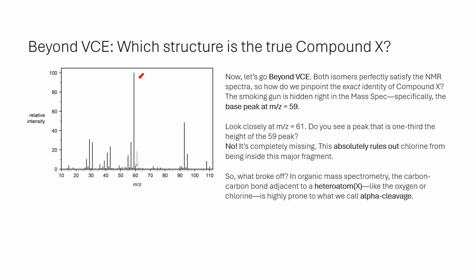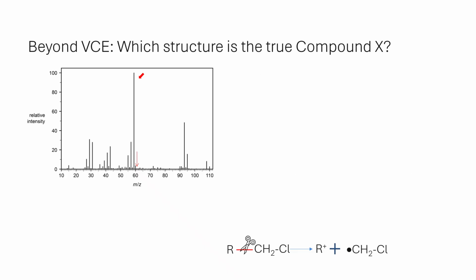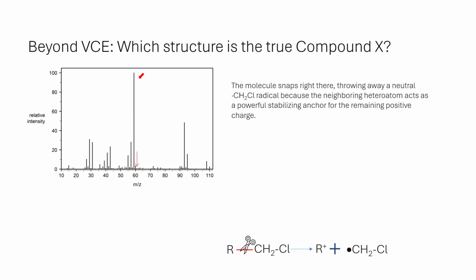So, what broke off? In organic mass spectrometry, the carbon-carbon bond adjacent to a heteroatom, like the oxygen or chlorine, is highly prone to what we call alpha cleavage. The molecule snaps right there, throwing away a neutral •CH2Cl radical because the neighboring heteroatom acts as a powerful stabilizing anchor for the remaining positive charge.